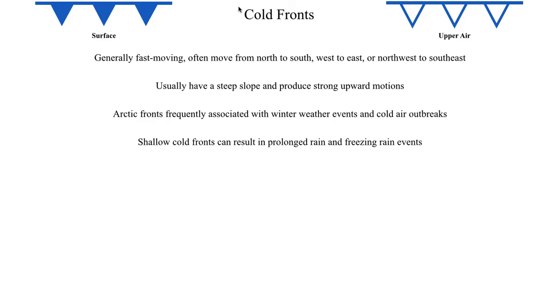Cold fronts, the vertical structure tends to vary quite a bit. You can have a really shallow cold front, or you can have a really deep cold front. Typically, by shallow cold front, I mean a cold front that doesn't extend more than 50 millibars above the surface. And a deep cold front would be something that extends up to, say, 925 or 850 millibars. But really shallow cold fronts can be responsible for prolonged rain events, or if the temperatures are favorable enough, these can also result in freezing rain events.